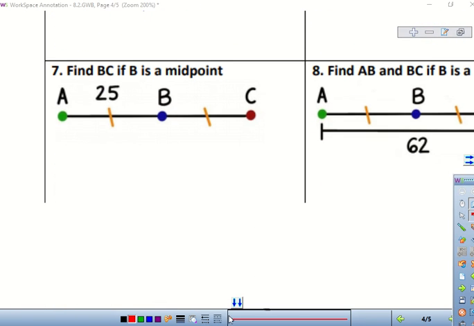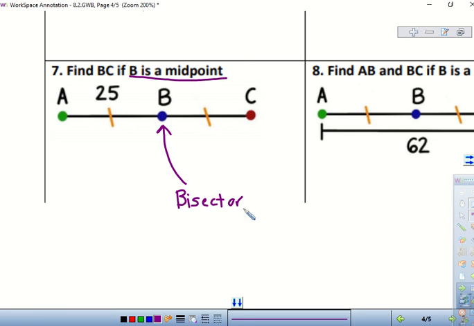So number 7. It says find BC if B is a midpoint. So them telling us B is a midpoint is important. What do you think a midpoint means? It's in the middle, which means it goes into two. If it's in the middle, it bisects the segment into two equal pieces. These marks also tell us in geometry that those two things are congruent, which means their lengths are equal.